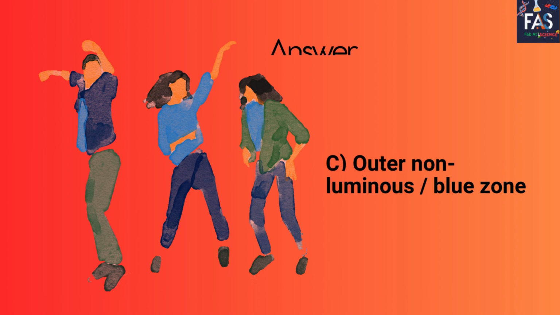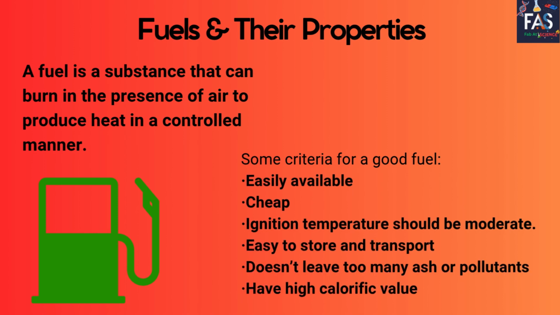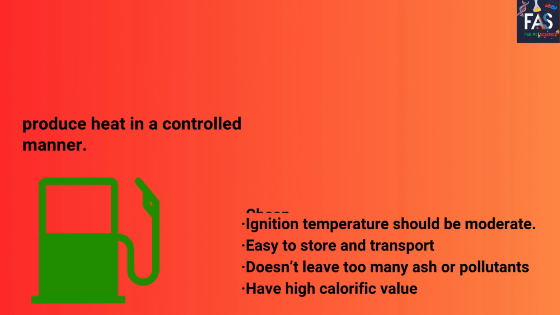What is a fuel? A fuel is a substance that burns to give heat and sometimes light. Some criteria for a good fuel are: they are easily available, cheap, ignition temperature should be moderate, easy to store and transport, doesn't leave too much ash or pollutants, and have high calorific value. Calorific value. Stay till the end to know more.